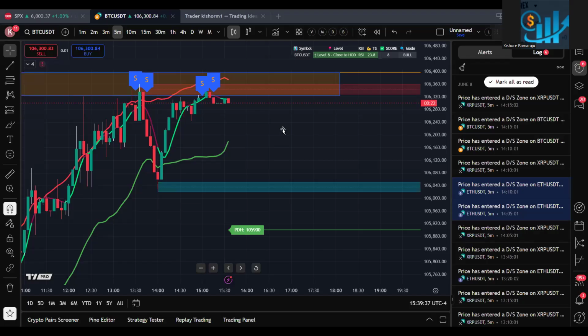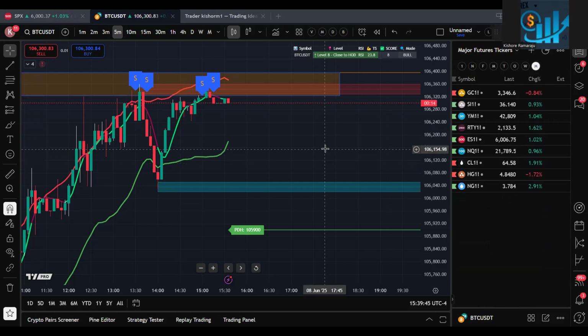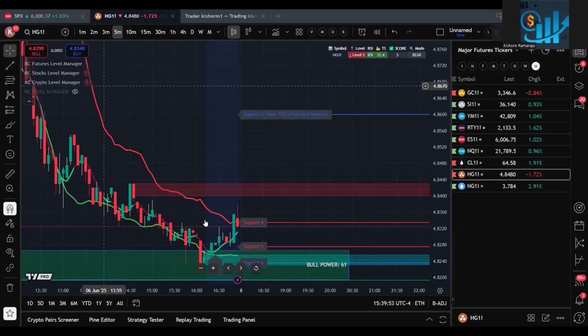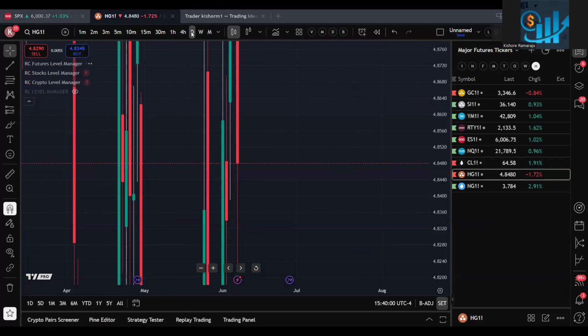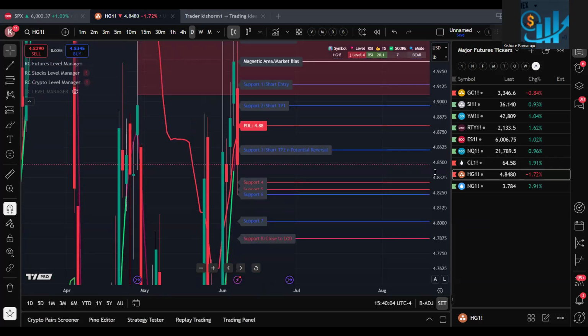Let us take some tickers and you have to tell me. For example, if I want to understand whether copper will stay bullish or bearish tomorrow, I have to go to the daily level, the daily time frame.